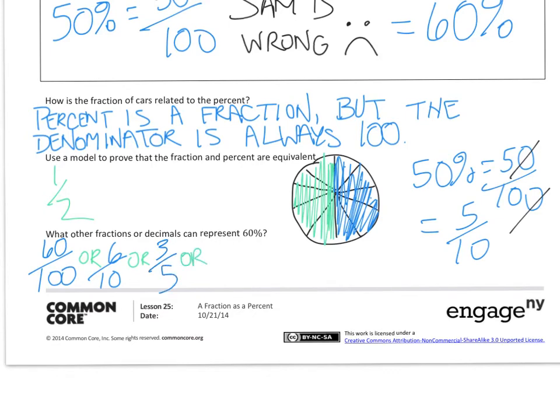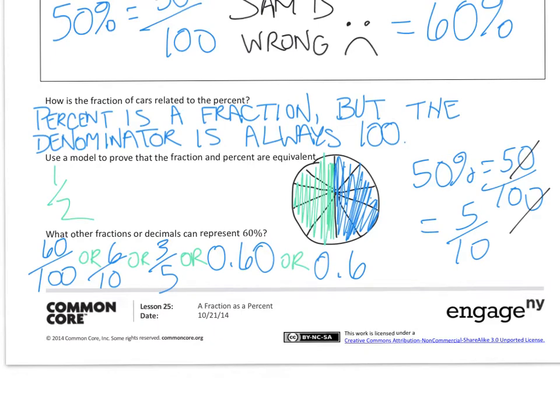Or, if we want to go fancy with decimals, we can do 60 hundredths, because percent after all is just hundredths. Or, because this 0 is pretty unnecessary, we could say 6/10. So what I want to point out, this and this are both read as 60/100ths. This and this we would both read as 6/10ths.